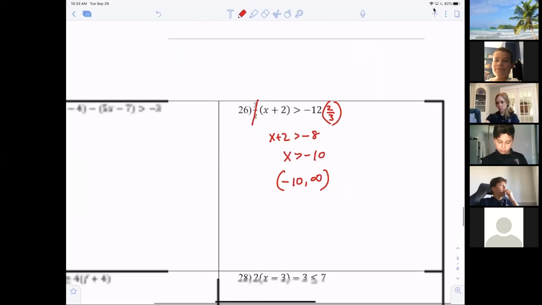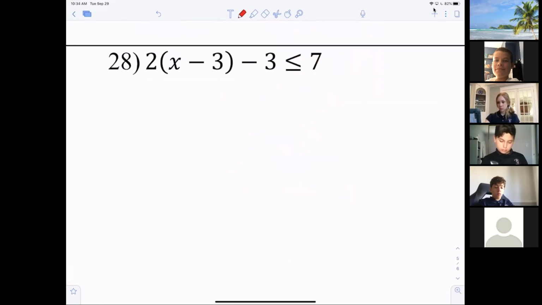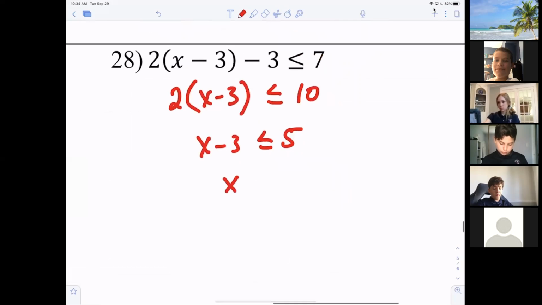All right, I think we got a couple more, right? So let's do 28 the way Jake likes to do it. We're going to do what first, guys? Add 3 and then divide by 2 is correct. And then what? Add 3. And that becomes x is less than or equal to what? 8. Right? X is less than or equal to 8.